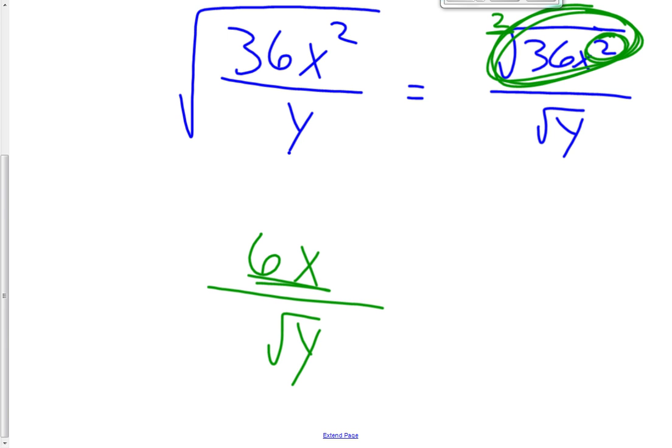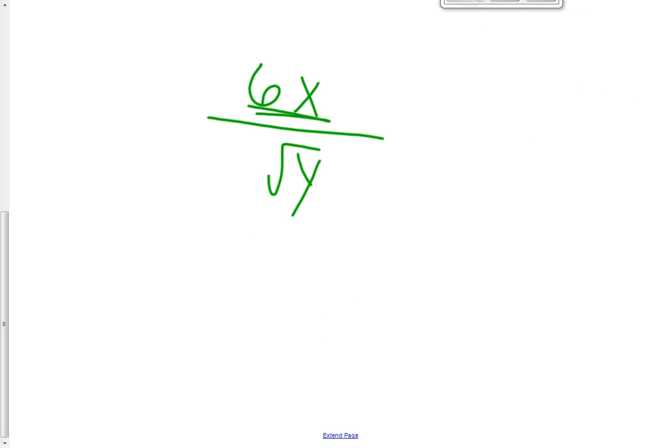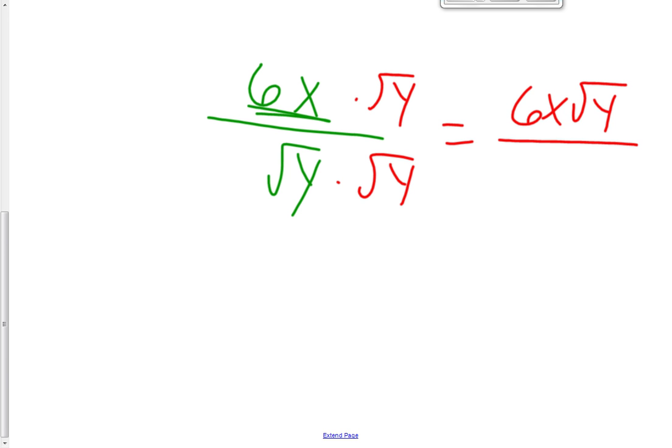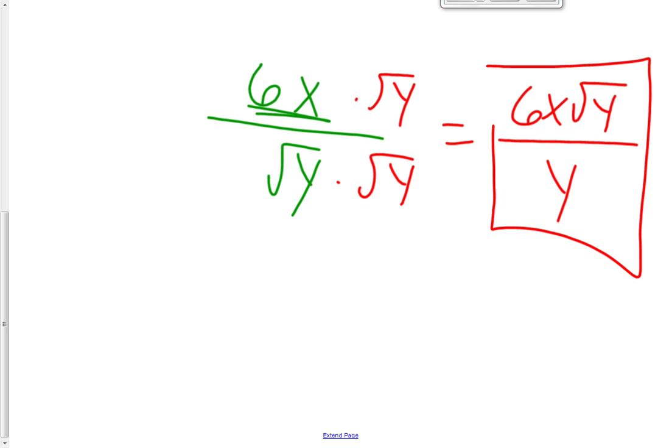Now this looks very similar to problems number 1 and 2, where all you need to do here is multiply both top and bottom by square root y. And then we got it made. 6x square root y is in our numerator. Square root y times square root y is y. That is in our denominator. And there's our answer. We are done after this.